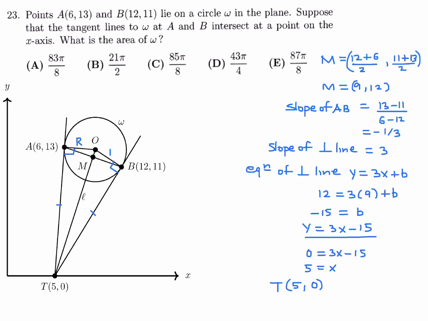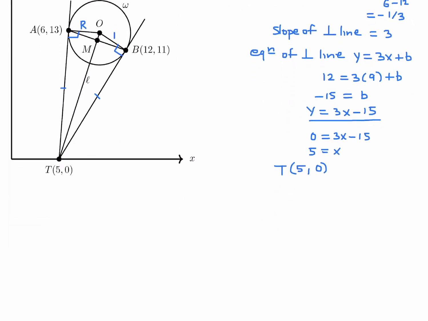Okay, so now we move to the next part of the question. The next part is going to concentrate on this line right here, A to T. And that slope, again, we can calculate, rise over run. That's going to be (13 - 0) over (6 - 5), which is 13. So the slope of a perpendicular line, which is this one right here, is going to be the negative reciprocal. So the slope of AO will be negative 1 over 13.